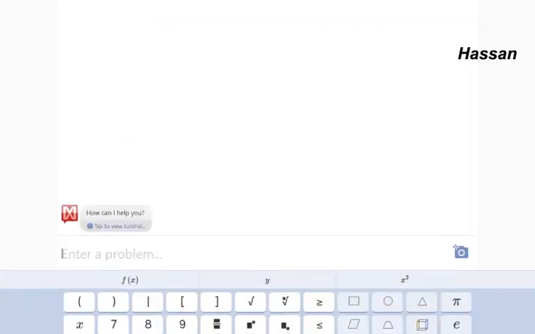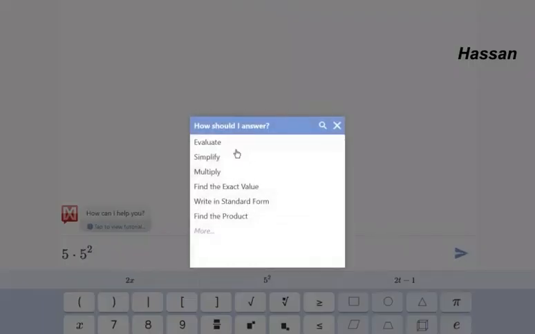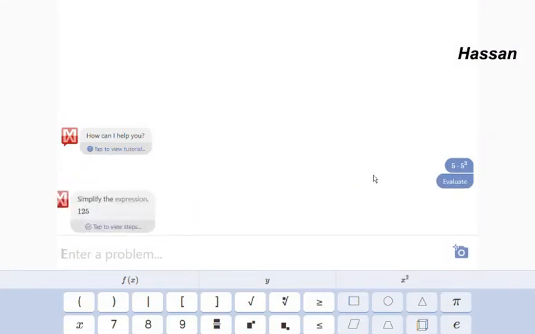So let's say, for example, 5 times 5 squared. And press this button, it's gonna show us this menu, like let's say evaluate, simplify, multiply, or find the exact value. For now we're gonna go with evaluation, and it says simplify the expression, and it gives you the answer.